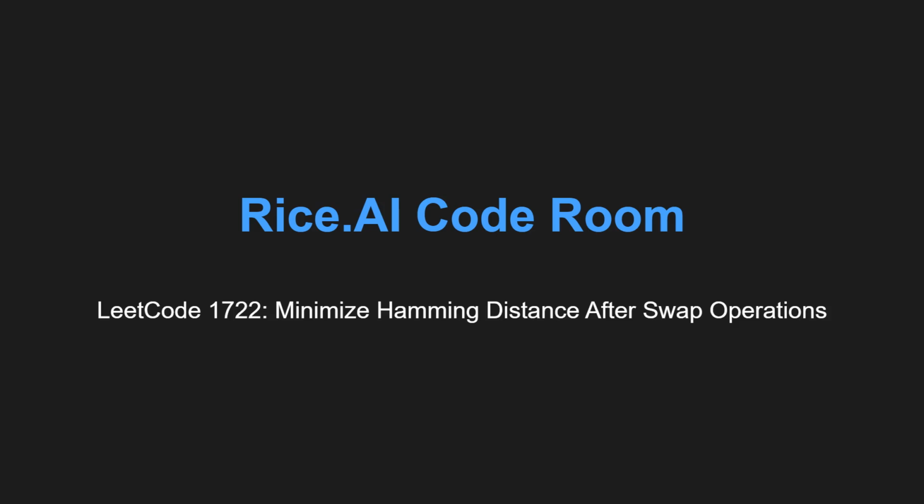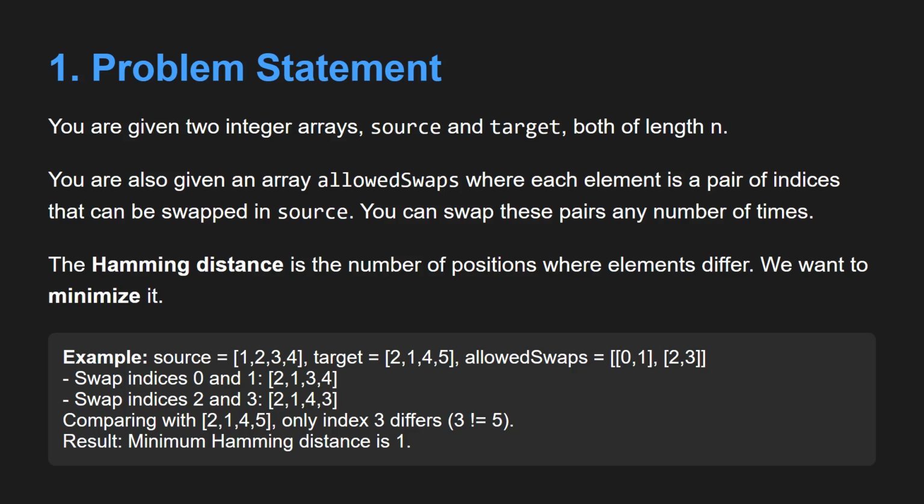Today we are tackling LeetCode 1722, Minimize Hamming Distance After Swap Operations. In this problem, we are given two integer arrays, source and target, both of length n. We are also given an array allowedSwaps containing pairs of indices. We can swap the elements in the source array at these given index pairs as many times as we want. The Hamming distance is the number of positions where the elements of the two arrays differ. Our goal is to minimize this Hamming distance.